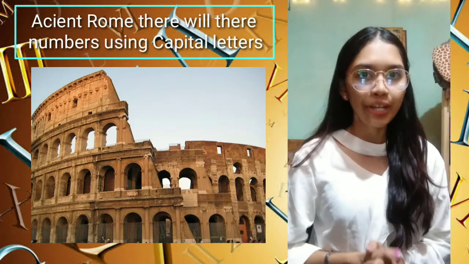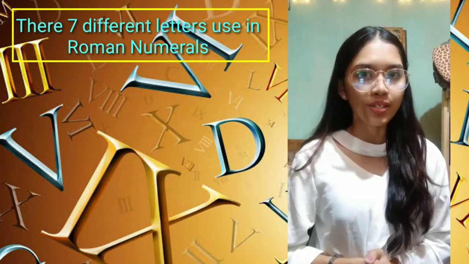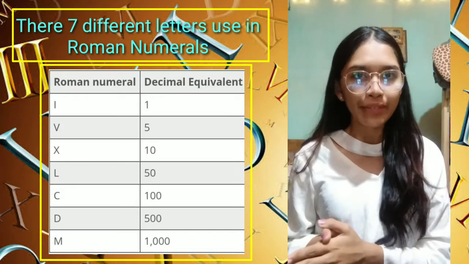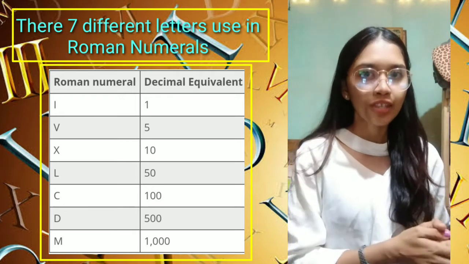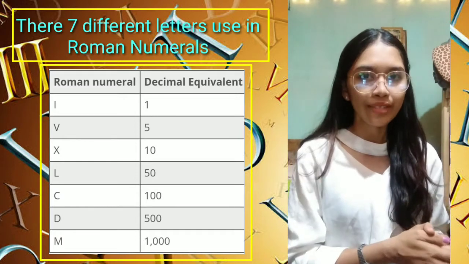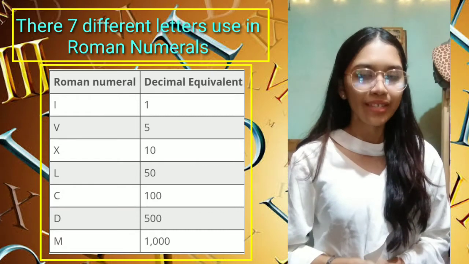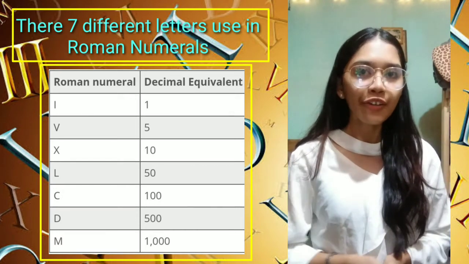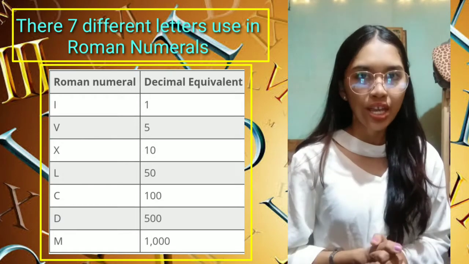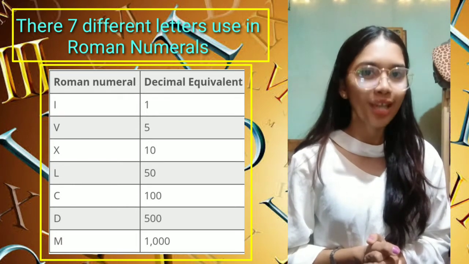In ancient Rome, they wrote their numbers using capital letters. There are 7 different letters used in Roman numerals. Letter I stands for number 1, letter V stands for number 5, and the letter X stands for number 10, the letter L stands for number 50, and the letter C stands for 100, like cents in a dollar or 100 years in a century. Letter D stands for 500 and the letter M stands for 1000. The word for 1000 in French is mille. Like how many years are in a millennium? 1000.